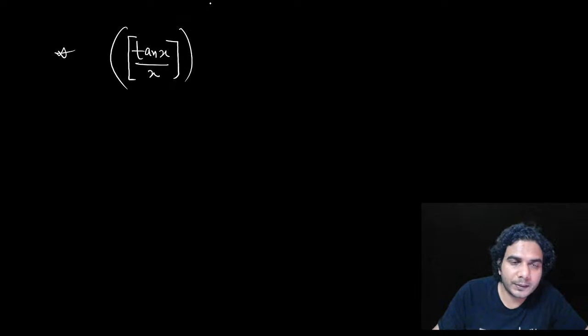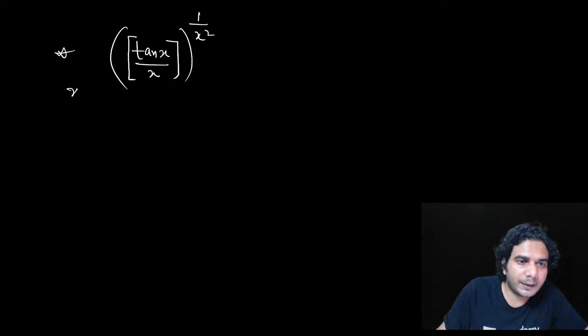Tan x upon x, greatest integer. I think you would be able to do it. Then 1 upon x square. All right. X is approaching to 0. Try this. This is greatest integer function.